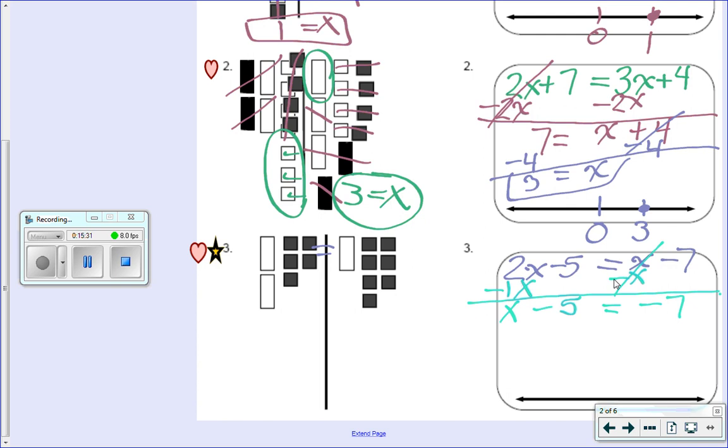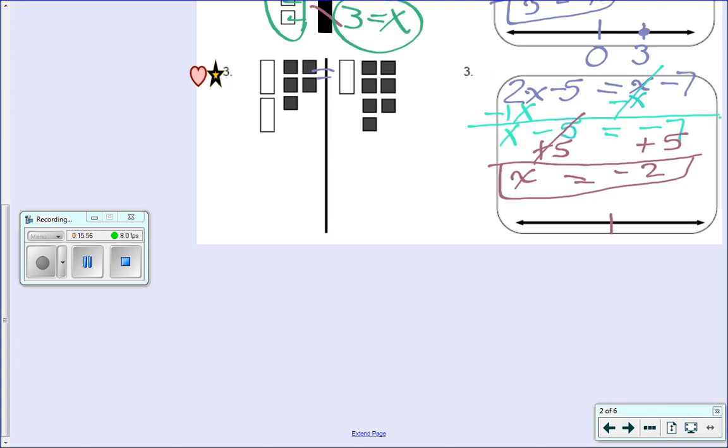Our next step is adding 5. You got it. Okay, so that created a 0 pair. And look, we're left with 1x equals -2. You got it, -2. And then you look at the graph. Again, we put -2, and then fill it in on your number line. Questions? All right, let's turn it over.